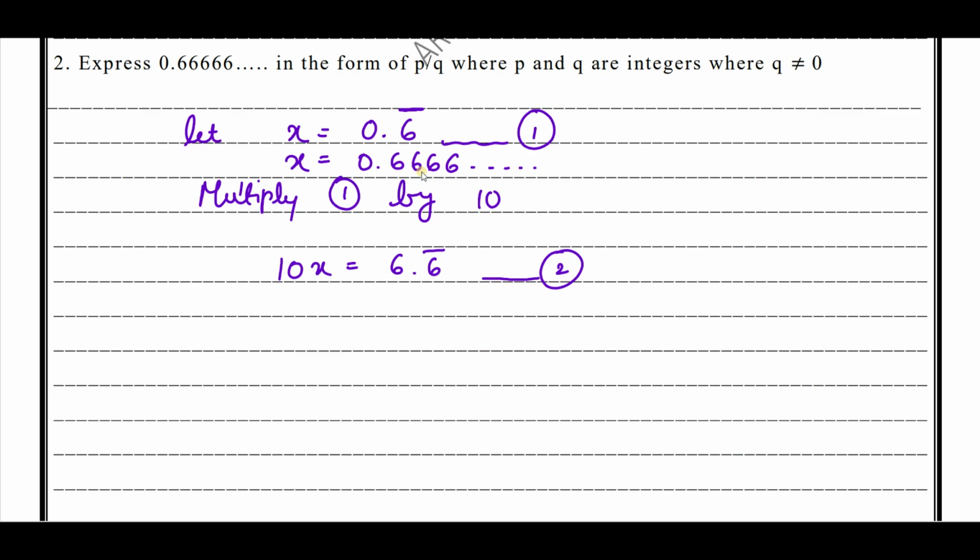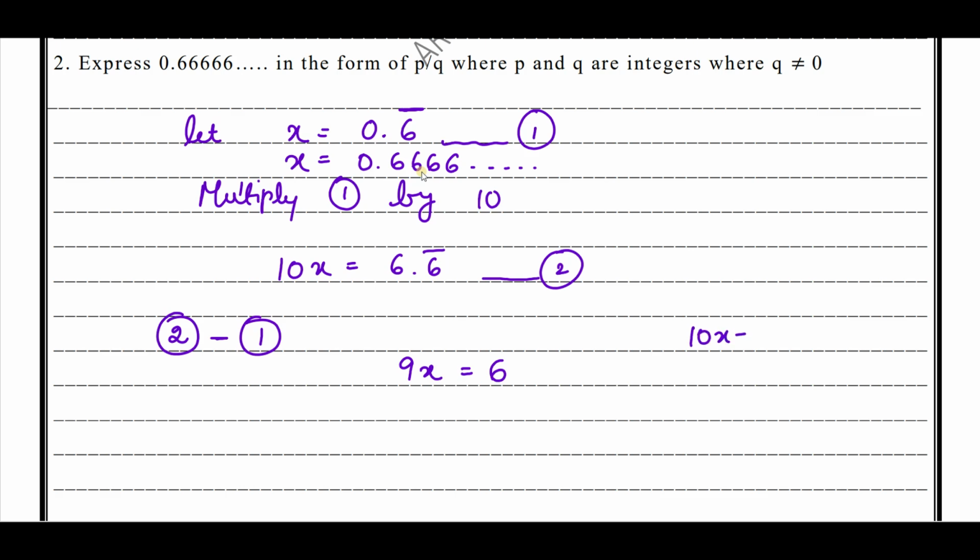Now what you do? Subtract equation 2 minus equation 1. Now 10x minus x is what? That is LHS subtraction. 10x minus x is 9x. In the same way, 6.6 recurring minus 0.6 recurring, what you get? 6 recurring will cancel out, what you get is 6.